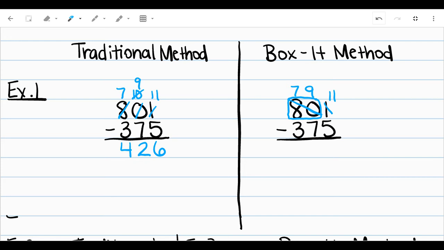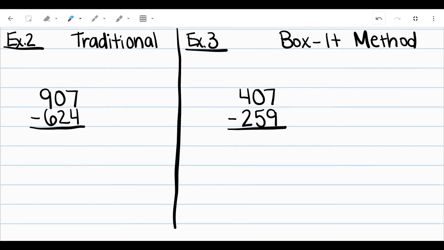So now I do my 11 minus 5, which still gives me 6, and 9 minus 7 gives me 2, and 7 minus 3 gives me 4. So my difference here is 426, which is the same thing I got with the traditional method. So it doesn't matter if you like the traditional method, where we borrowed twice, or you like the box it method where we just box and only borrow once, we still get the same answer for both methods. So let's look at a couple more examples using both methods.